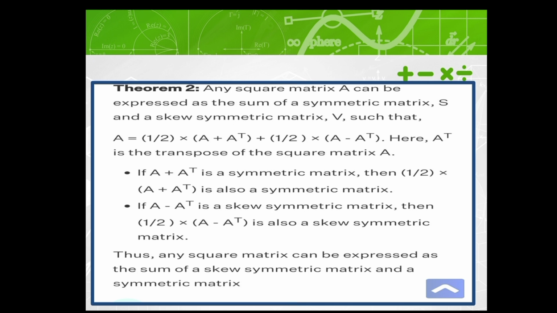As I discussed before, what is the meaning of transpose? Here A power T is nothing but A transpose, where we transpose the A matrix. What we will do is interchange the rows and columns. That's it, nothing else. If A plus A transpose is a symmetric matrix, then 1 by 2 into A plus A transpose is a symmetric matrix. Before this theorem we came to the conclusion that A plus A transpose is a symmetric matrix. If we multiply any constant to a matrix, its property won't be changed. From that we can conclude that A plus A transpose into 1 by 2 will be a symmetric matrix.